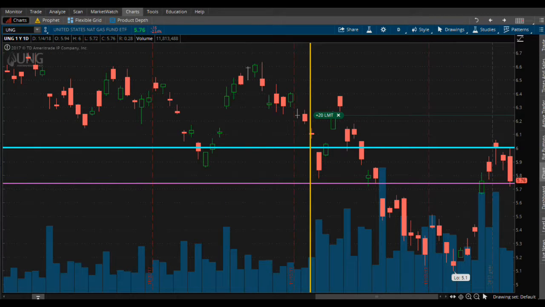Okay, and let's take a look here at this UNG position. Now, as you all know, UNG is the natural gas ETF. We are still in the market day, so you are going to see the price change a little bit.